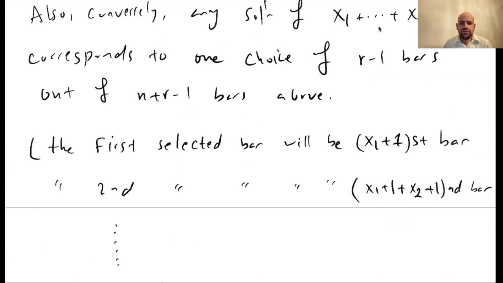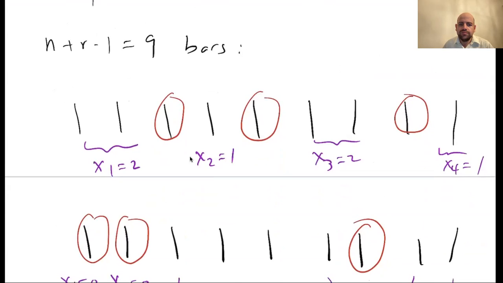So when you see here, we said the first selected bar will be the x1 plus 1 bar. And then the second selected bar, the x1 plus 1 plus x2 plus 1 bar, and so on. So if x1 is 2, the first selected bar is in the position 2 plus 1, which is 3. The next selected bar is in the position x1 plus x2 plus 2. So that's going to be 2 plus 1, 3 plus 2, 5. So 1, 2, 3, 4, 5. And then the next one, you can see that is the position 8, and so on.